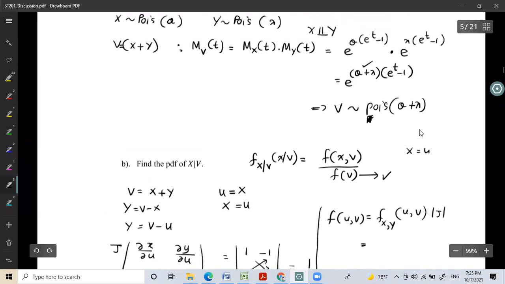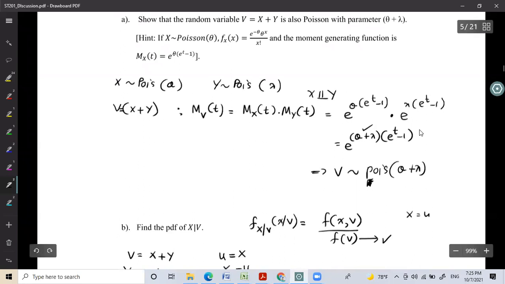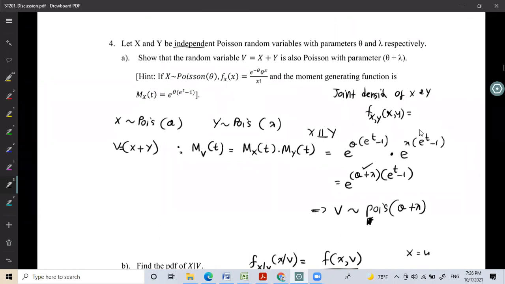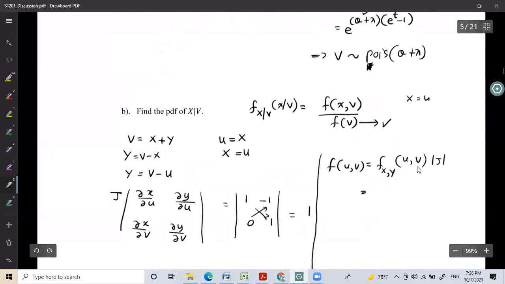What is the joint density of x and y? Because x and y are independent, right? Joint density of x and y. What is it? F x, y. Now in this case, they are discrete. So you have to multiply because they are independent. The joint density is the product of the marginals, right? X and y. What will be that? E to the negative theta, theta to the x over x factorial, e to the negative lambda, lambda to the y over y factorial, right? Now instead of x and y, you have to replace them with u and v, right?